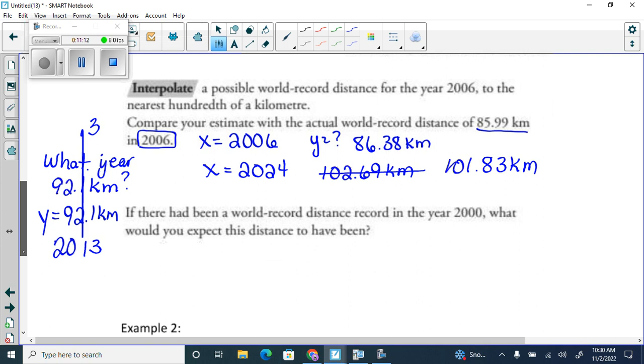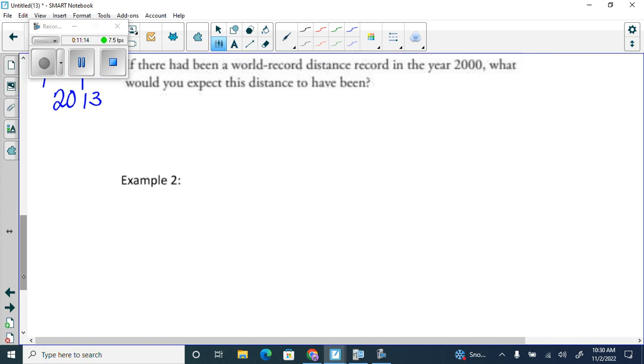Okay, we're moving on to example 2. We're not going to do all the examples. We're going to skip some, but we're doing example 2. What's the very first thing you have to do?